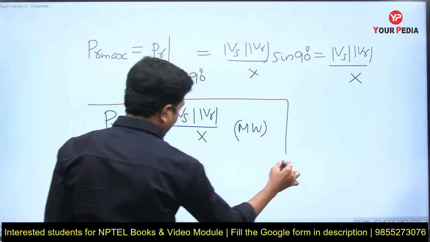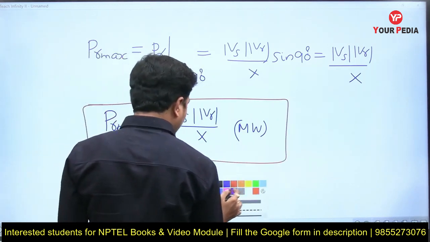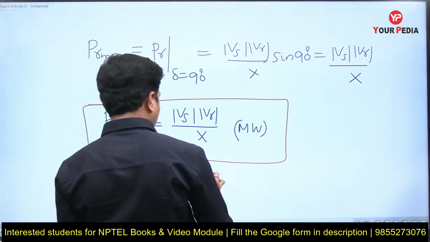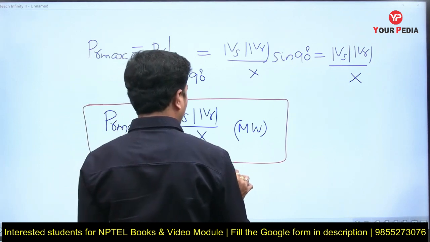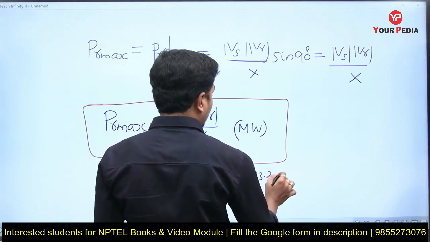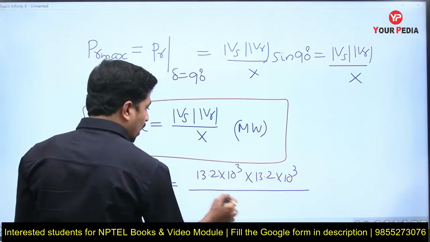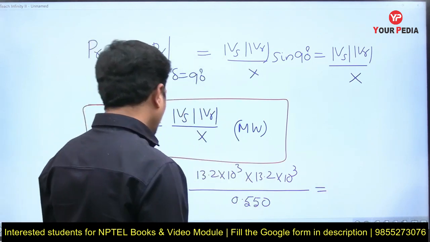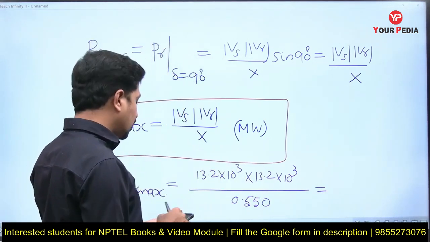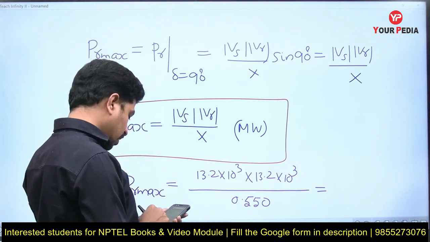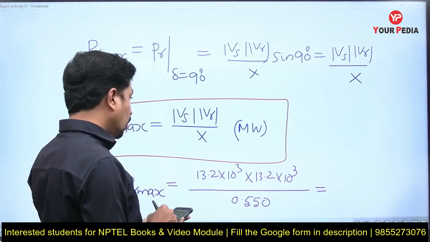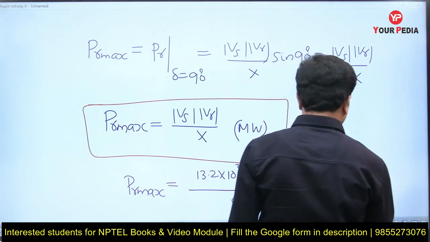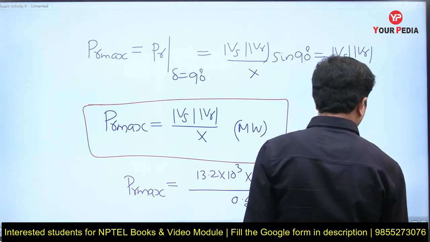Now substitute the given data. That's all, we get the answer. What is given in the data? PR max is equal to mod VS, which is 13.2 into 10 cube kV, into 13.2 into 10 cube, by 0.550. This simple calculation will give us the answer. How much is it? Let's find. 13.2 into 13.2 divided by 0.550. This is 316.8, into 10 to the power of 6.